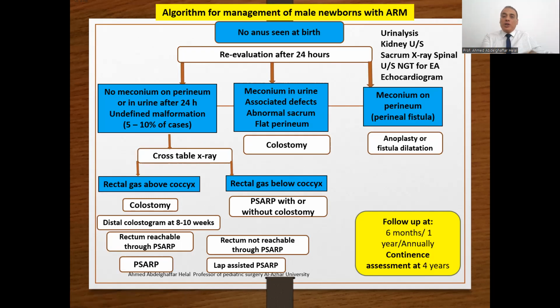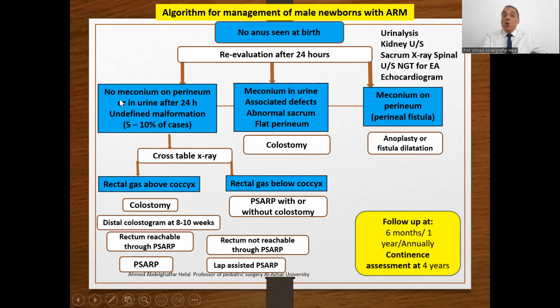And after 24 hours, you may find meconium on the perineum or a perineal fistula. In such a case, you can perform direct anoplasty or fistula dilatation according to the experience of the surgeon, the condition of the baby, and associated anomalies. Number two, meconium in the urine after 24 hours, or abnormal defects, abnormal sacrum, flat perineum. In such a case, a colostomy is indicated.